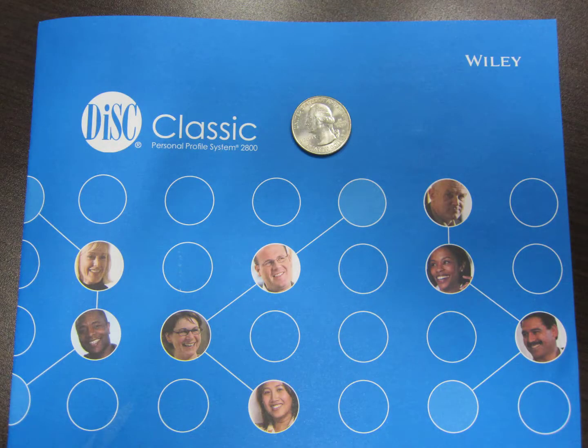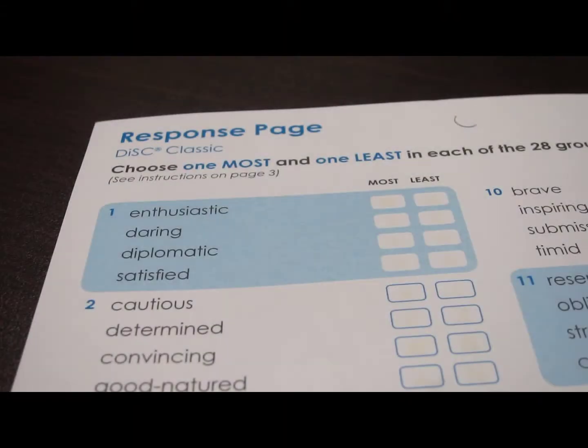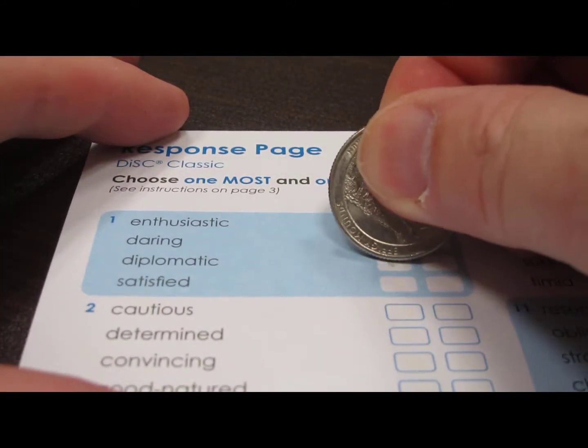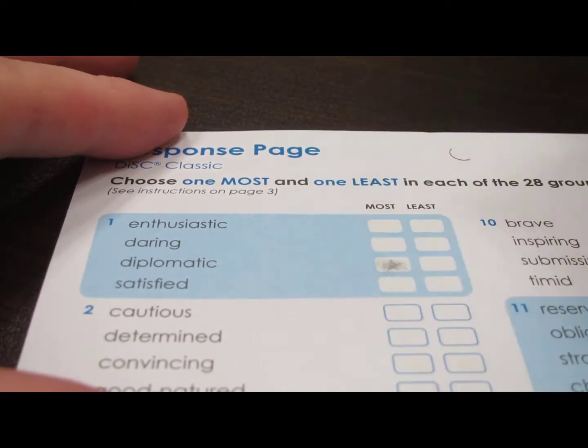In this video, I'll provide an overview of how to complete the DiSC personal profile. To start with, open your booklets to page 2 and 3, and on those pages you'll find 28 groups of words. You want to pick the word in each group that most describes you and least describes you.